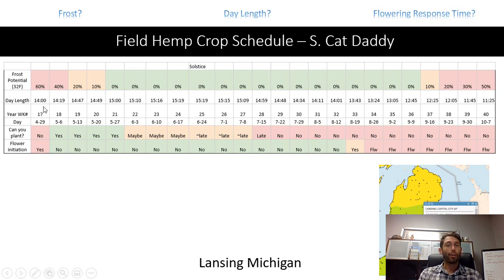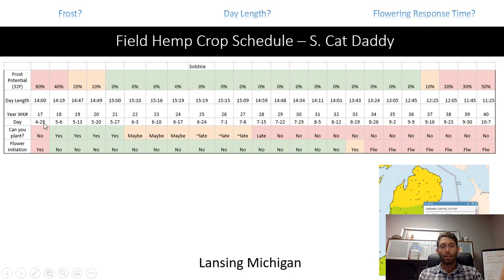So over here, I show frost potential, and I started on April 29th. April 29th, we have a photo period of 14 hours. This is right at the line, right? So I would not recommend planting at 14 hours, as that is this cultivar's flowering response time exactly. It would go into flower if planted April 29th. Also, you have a 60% chance of frost. With the risk and investment that you're taking upfront anyway with this crop, do you also want to risk frost? I don't think so. So we would not recommend planting in Michigan, in Lansing, Southern Cat Daddy on April 29th.